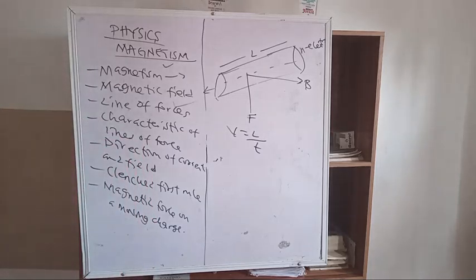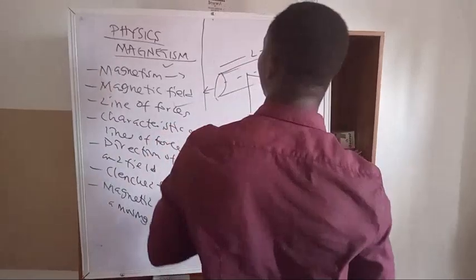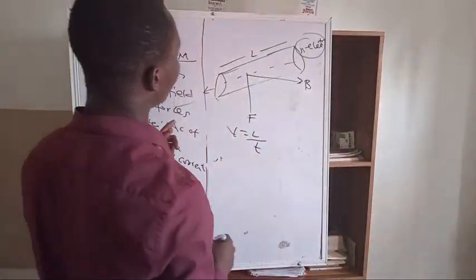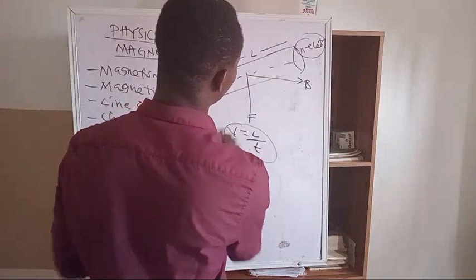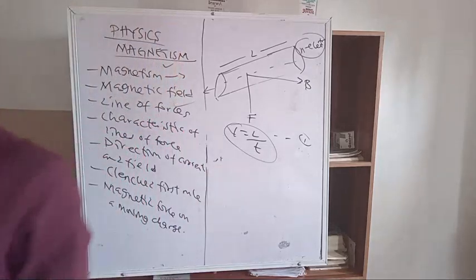The velocity of the electron, moving from one end of the metal conductor to the other, where n is the number of electrons, is equal to the distance covered by the electron over the time taken. So we can write that down as equation 1.